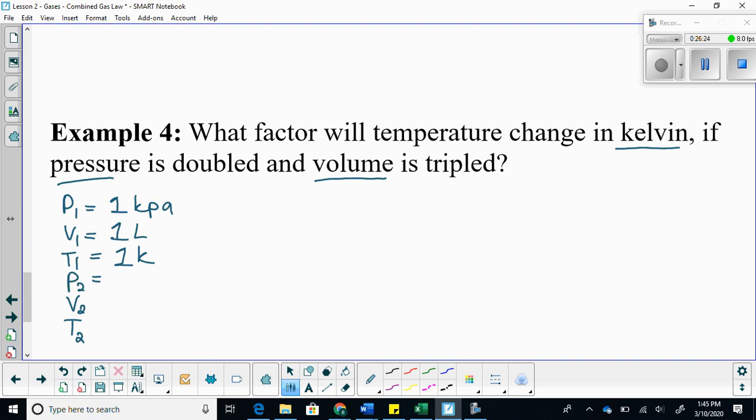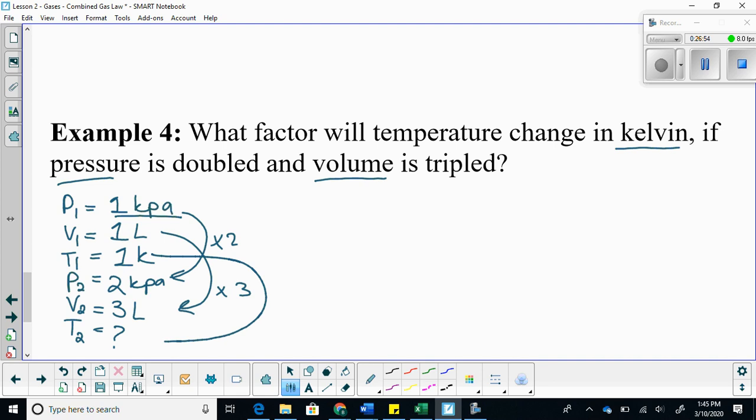What happened to pressure? It doubled. So this number here doubled. That means we multiplied it by 2. So now we have 2 kilopascals. What happened to volume? Tripled. So this number here multiplied by 3 gives me 3 liters. We are now looking for T2 because we're looking for the change in temperature. We're looking for this connection here. We're looking for the factor it is multiplied by.